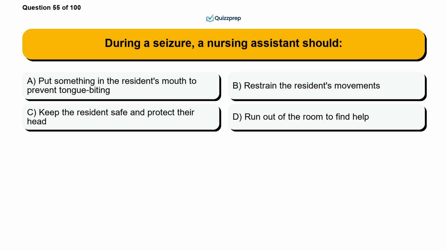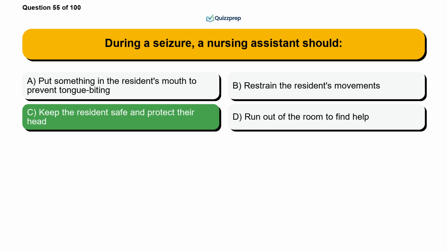Question 55. During a seizure, a nursing assistant should: Option A, put something in the resident's mouth to prevent tongue biting. Option B, restrain the resident's movements. Option C, keep the resident safe and protect their head. Option D, run out of the room to find help. The correct answer is option C, keep the resident safe and protect their head.